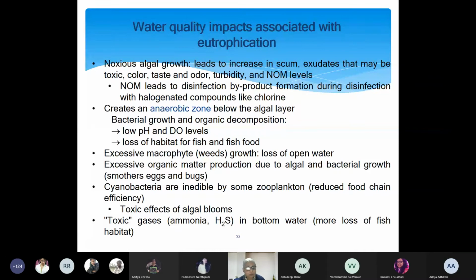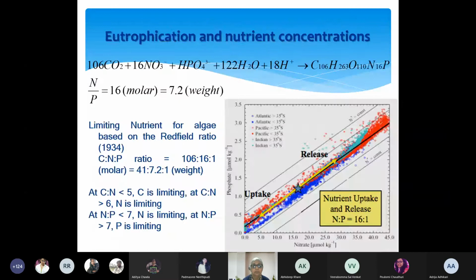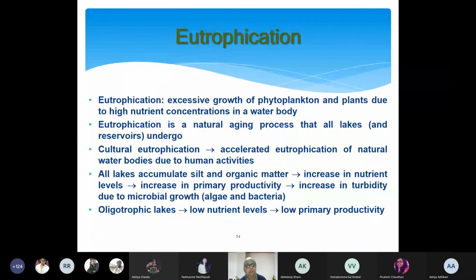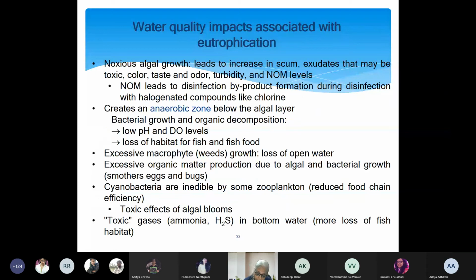Then we create an anaerobic zone below the algal layer. Now, I don't have my sketches over here. I normally do this on a blackboard. But if you can imagine it, that you have a lake system. I don't have a sketch over here. I'll add it later. But just imagine a lake and you have a layer of algae at the top.